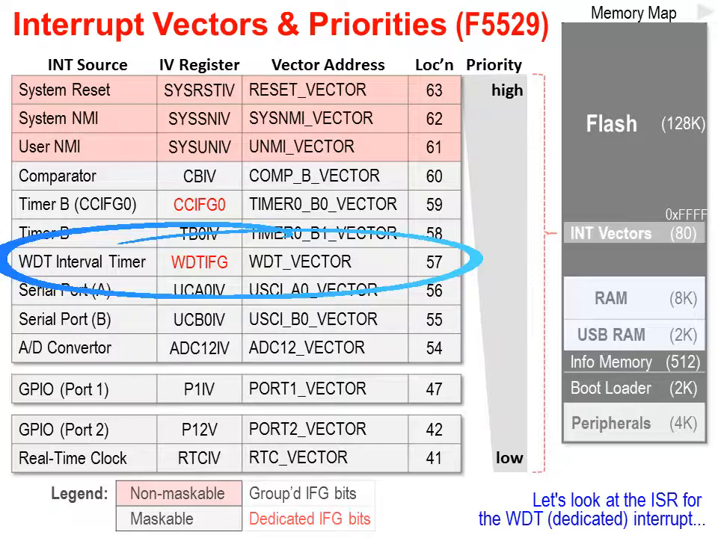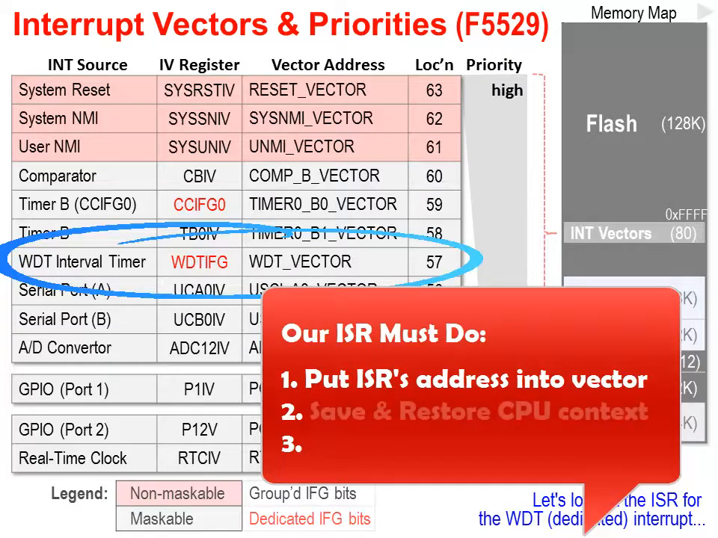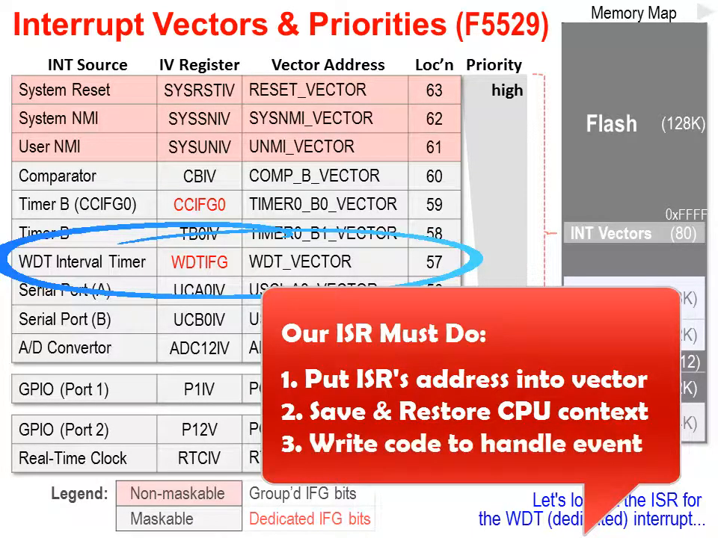When writing an ISR for dedicated interrupts, we must do three things. 1. Put the ISR's address into the vector table, using the vector pragma that we saw earlier. 2. Save and restore the CPU context, using the interrupt keyword we looked at earlier. 3. And finally, you have to write your interrupt handler code. In other words, do what needs doing.